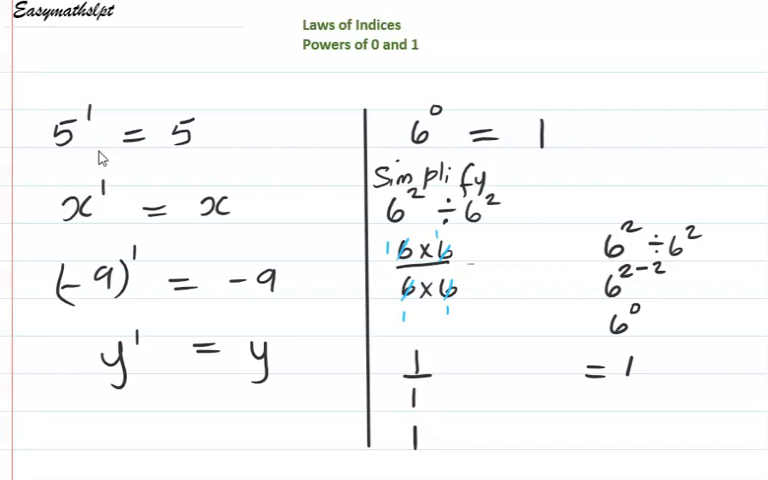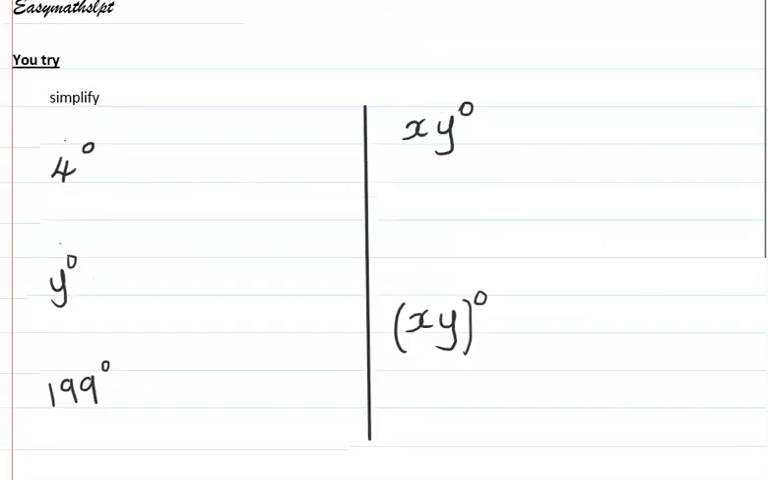So let's recap. Anything raised to the power of 1 will always be equal to itself. Anything raised to the power of 0 will always be equal to 1. Now your turn. Pause the video, have a go, and then we'll do them together.